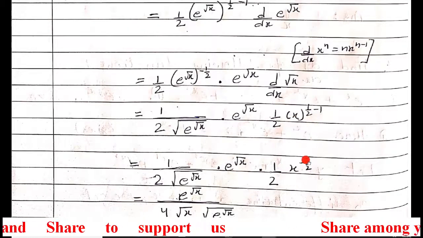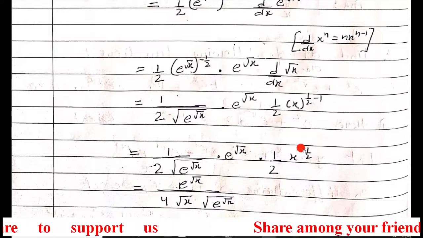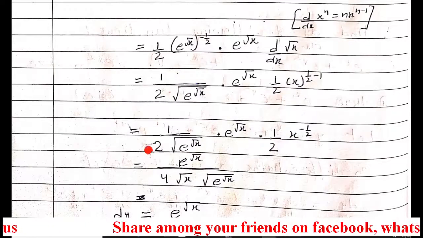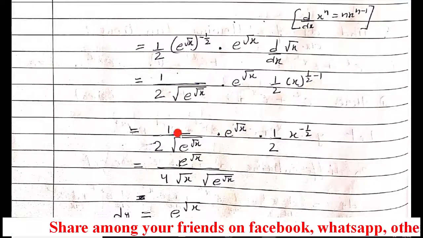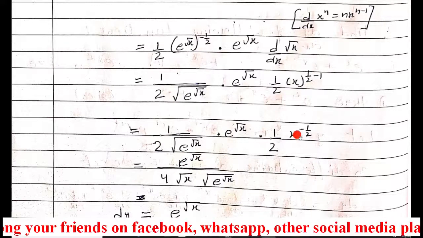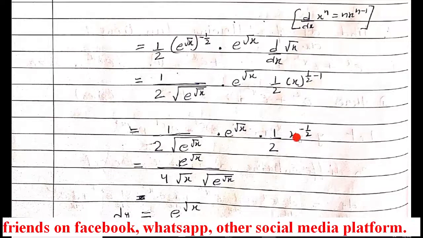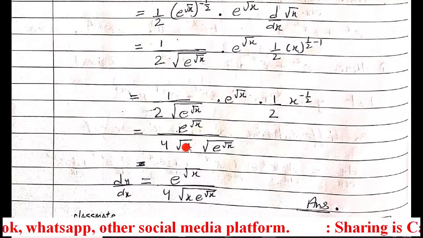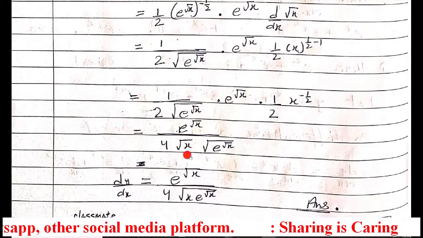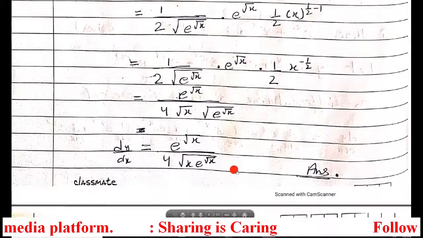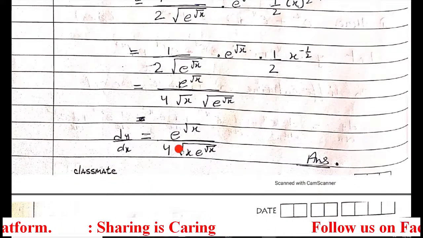Now half minus 1 is minus half, so x to the power minus half is 1 upon root x. So this 2 and 2 becomes 4 here. In the numerator this will multiply by 1, so we will get e to the power root x, and this is minus half, that's why it will come in the denominator with the root symbol, that's why we got here root x. Now since here also root and here also root, they will come in the same root symbol, that's why we obtained this step.